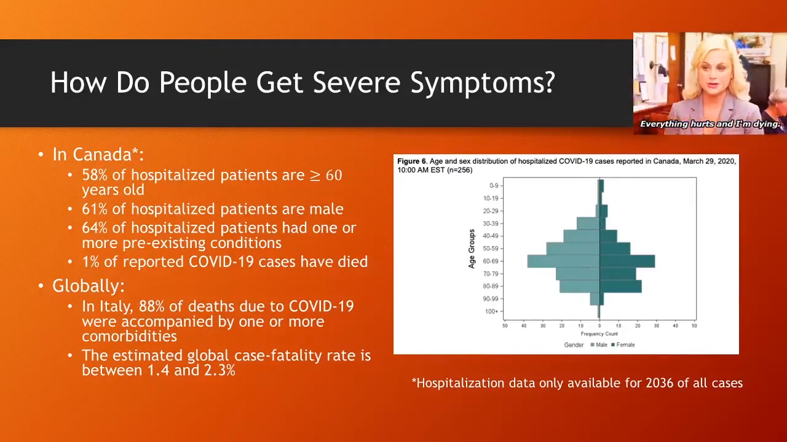The estimated global case fatality rate is between 1.4 and 2.3%. So it's probably more on the higher side currently. We are still under that, like I mentioned. So that's good. Canada's doing okay so far.